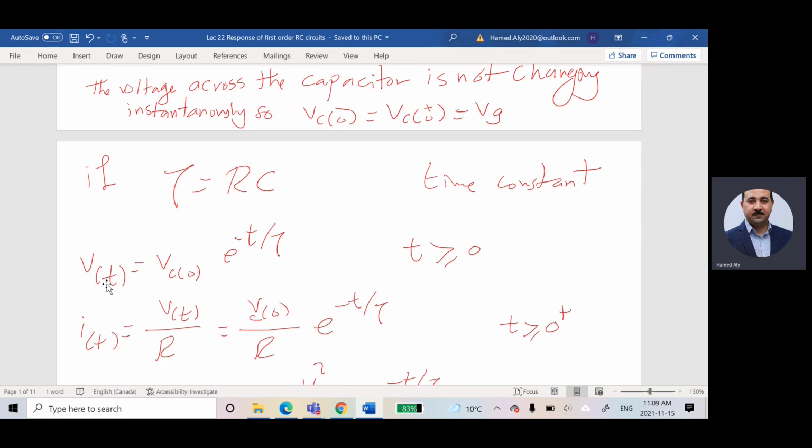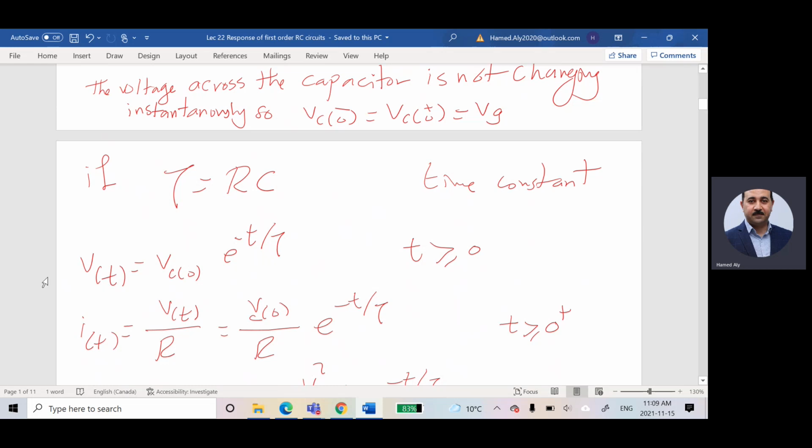It is decreased, and this is logic. Is it logic that the voltage across the capacitor will be decreased by the time? Because it's discharging. Yes, it is logic because, like what he's saying, the capacitor is discharging.